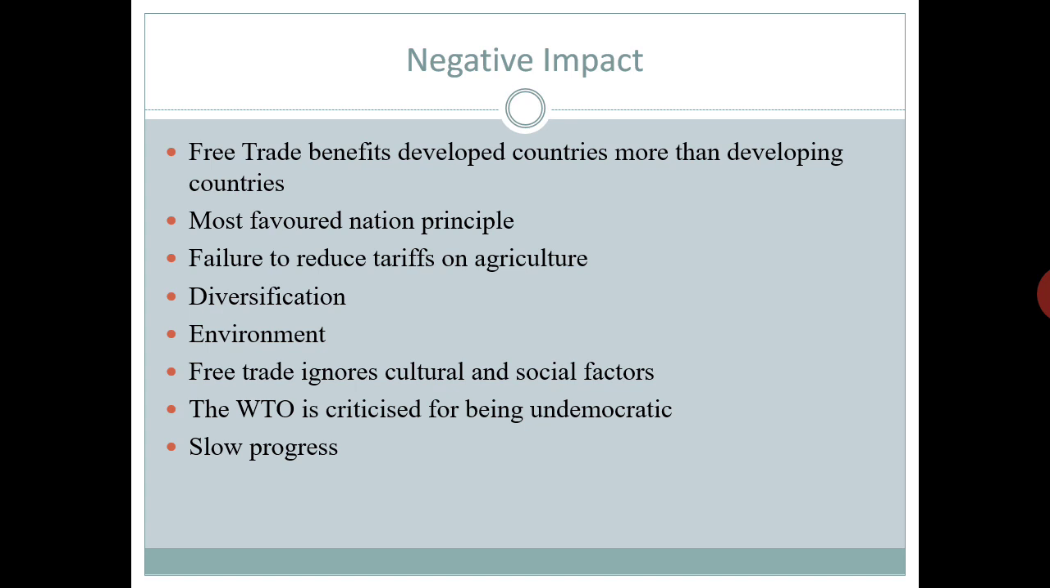Then free trade ignores cultural and social factors. Arguably a reasonable argument for restricting free trade is that it enables countries to maintain cultural diversity. Some criticize the WTO for enabling the domination of multinational companies, which reduce cultural diversity and tend to swamp local industries and firms. Some of the cultural and social factors of the countries are ignored.